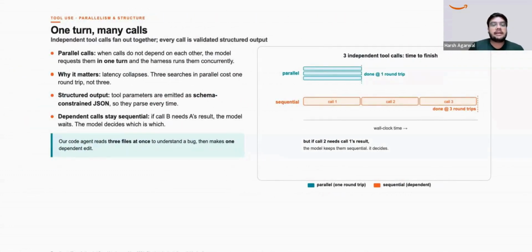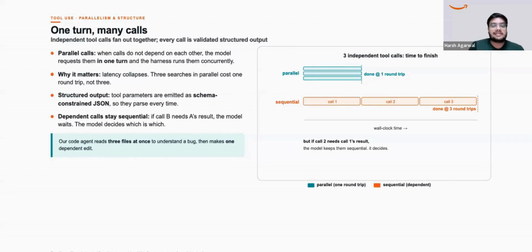Now, one of the refinements that matters a lot for speed is that the model doesn't have to call all the tools one at a time. And we can see this by an example. When tool calls don't depend on each other, the model can request them to run in parallel all at once, and your harness is going to run all of them at the same time in parallel, which is depicted by the top example. And you can see that all of them finish in one round trip.